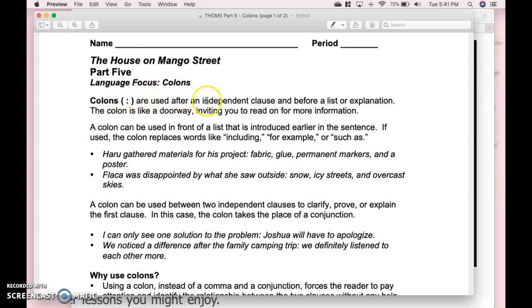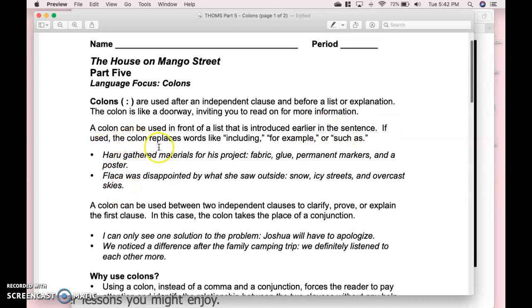Colons are used after an independent clause and before a list or explanation. Okay, so an independent clause is a sentence that can stand on its own. It's a complete sentence. The colon is like a doorway, inviting you to read on for more information. A colon can be used in front of a list that is introduced earlier in the sentence. If used, the colon replaces words like including, for example, or such as.